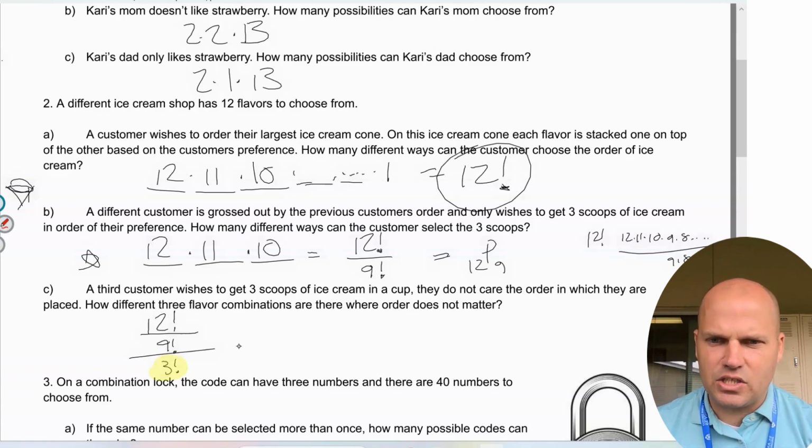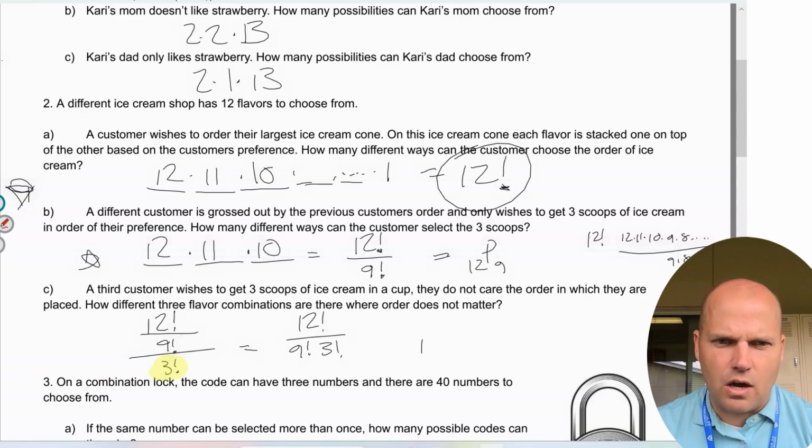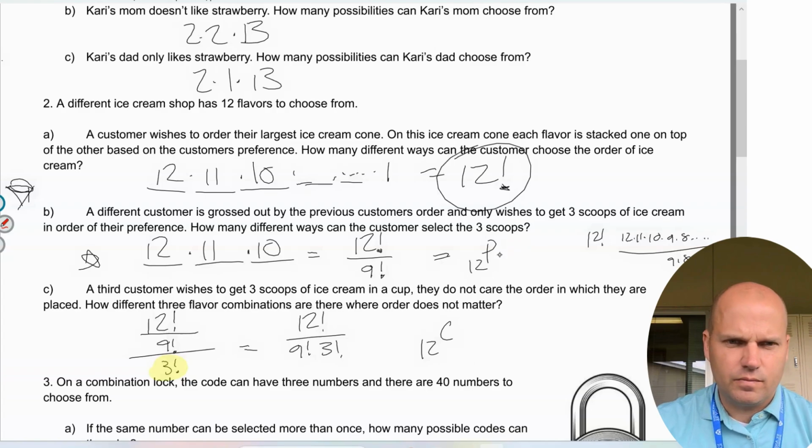You could write it like this. You could also write it like this. It's the same. And this is what we call a combination. Sorry, this is 12P3. This is 12C3.